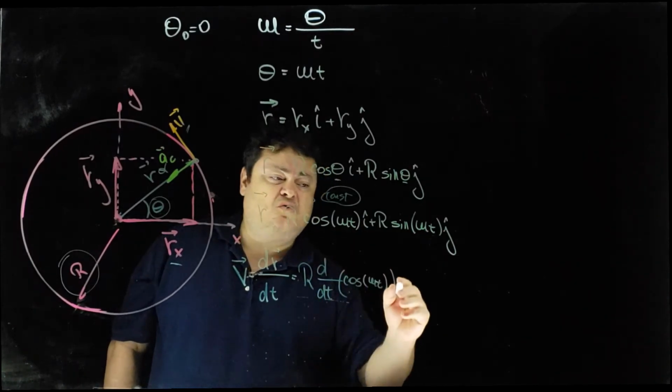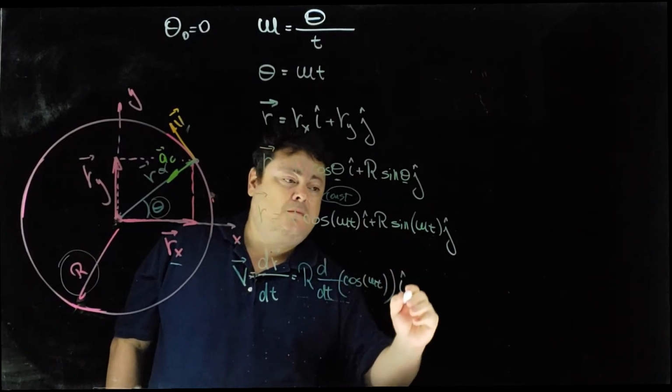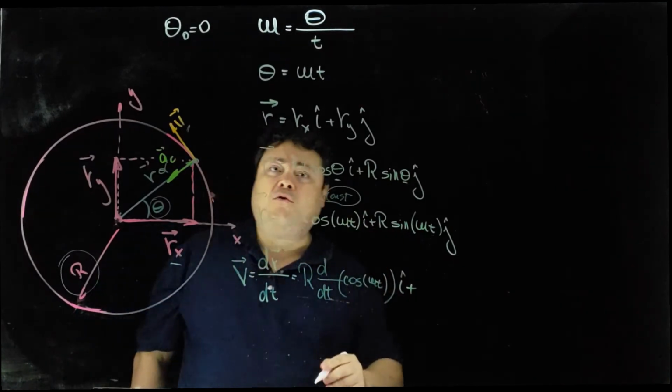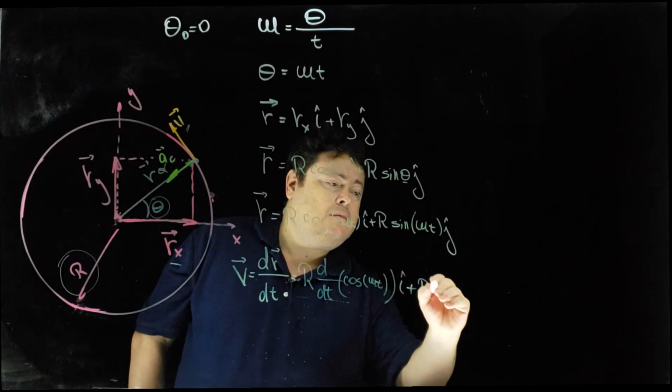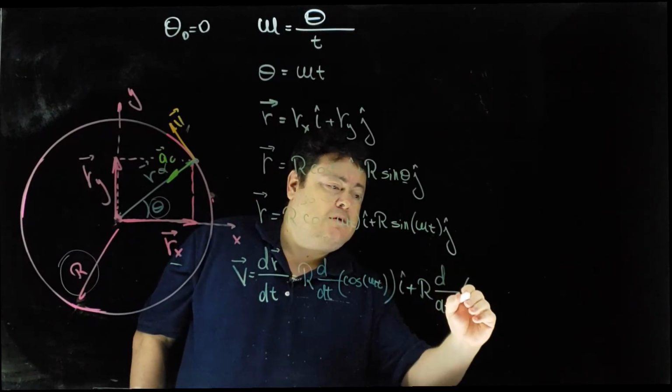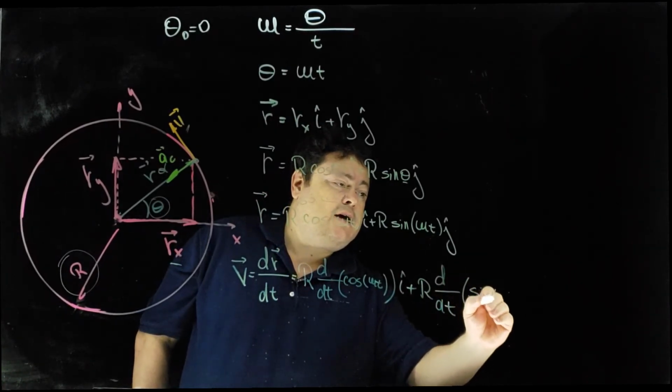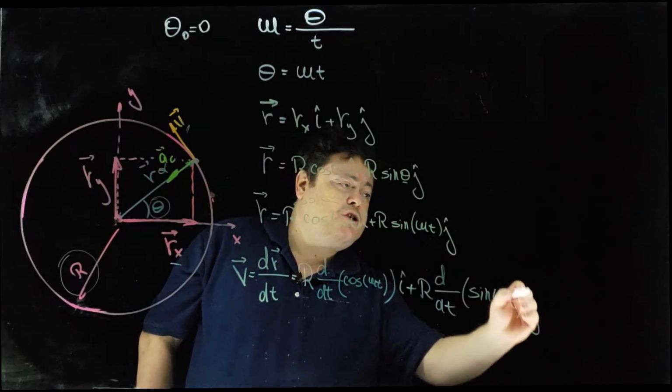And i hat is also constant. I can keep it there. Plus, same idea for the y component. r d/dt of sine omega t in the j hat direction.